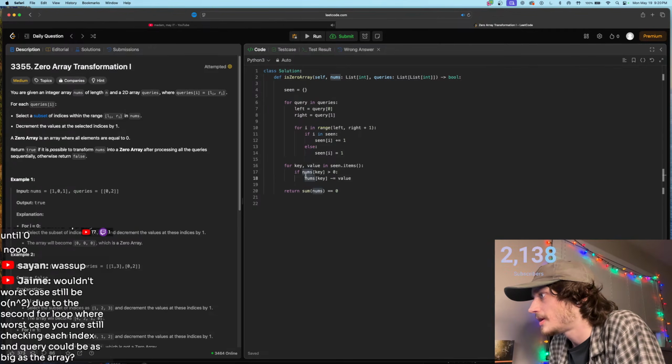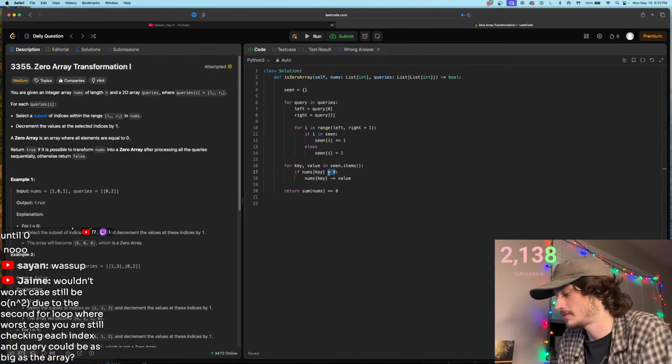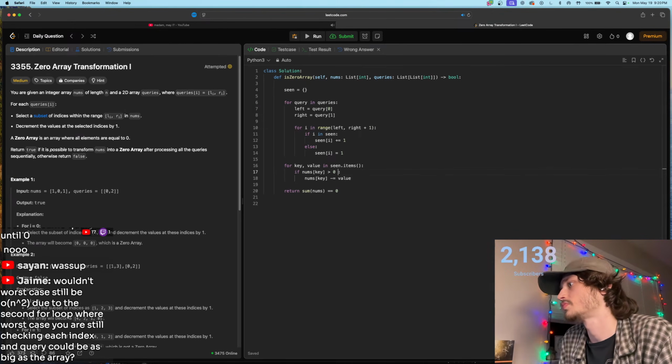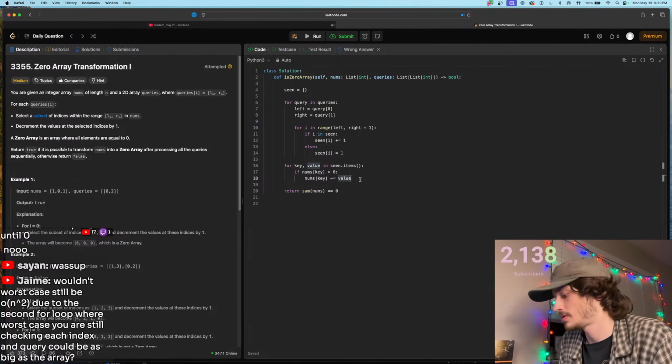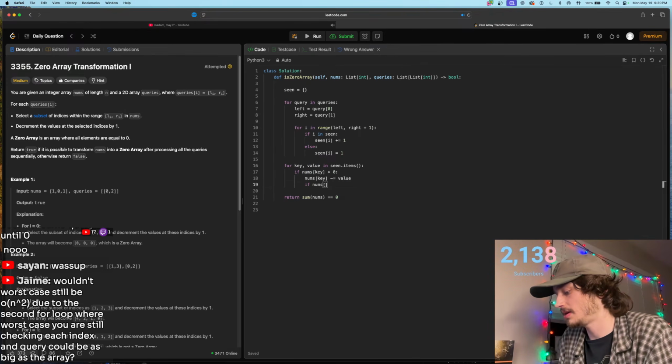So we'll say if nums index key minus the value is greater than 0, then we're going to subtract by the value. If nums index key is less than 0, we're going to set nums index key to 0.